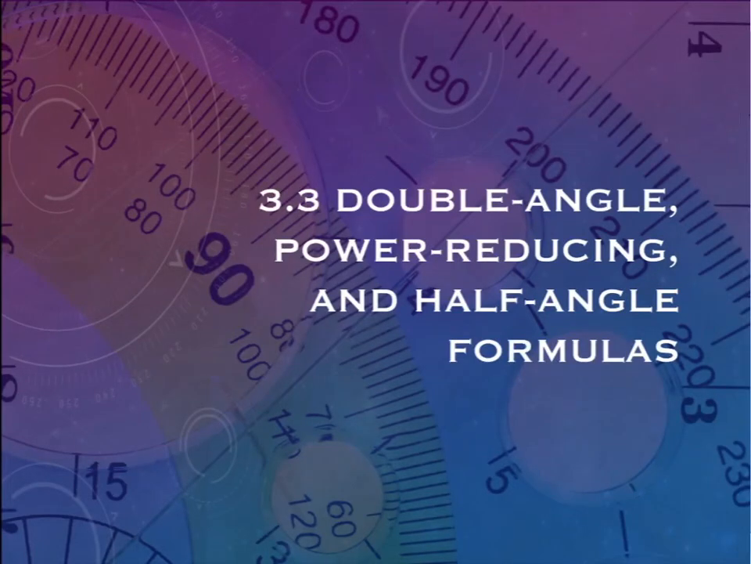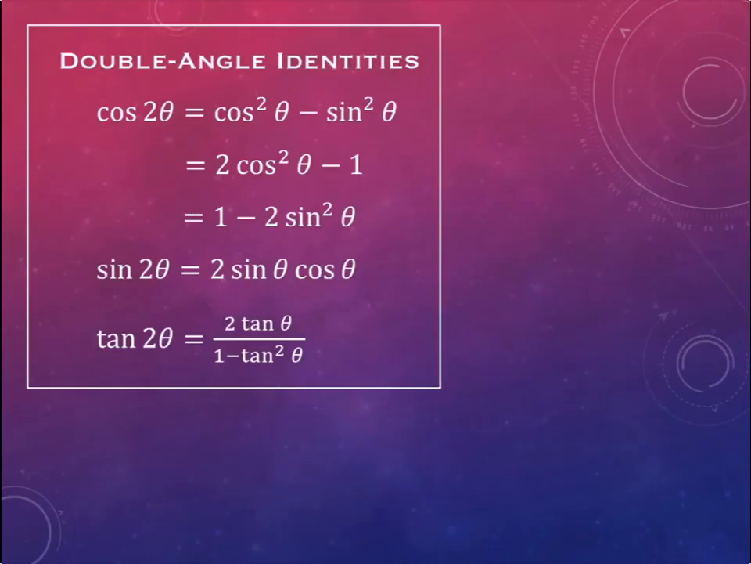All right, 3.3, we started last time. We had taken a look at 3 different types of formulas: double angle, power reducing, and half angle. And these are on a variety of different slides that I have. So these are our double angle formulas. They all say what happens with our 3 basic trig functions when we do twice the angle.